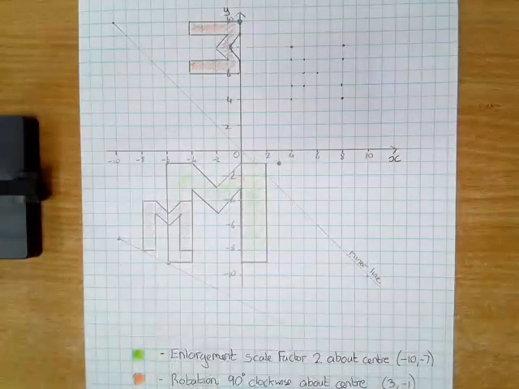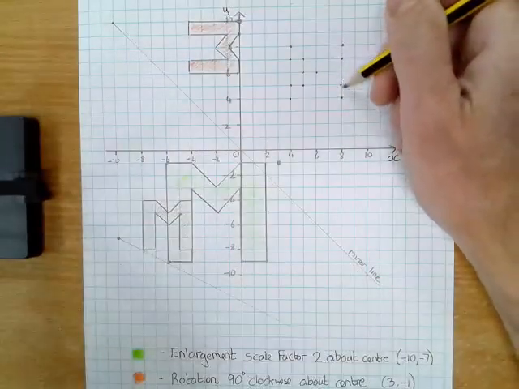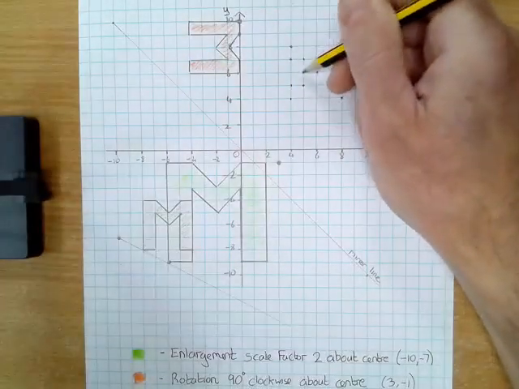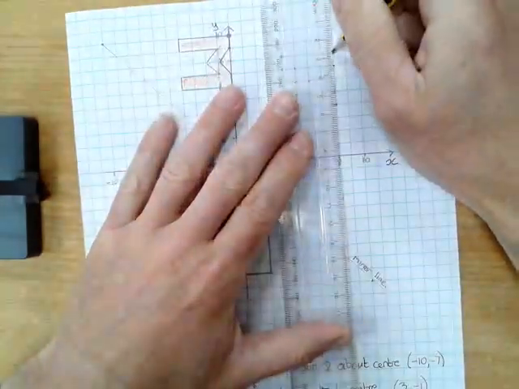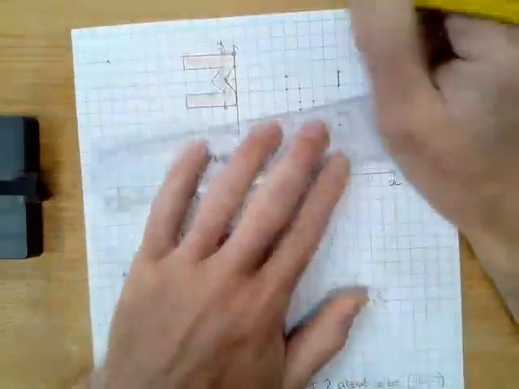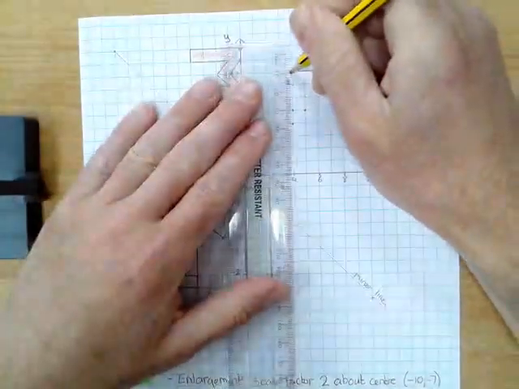And all I need to do now is join it all together. These are the bottoms of the M. These are the tops of the M, and this is the bit where it sort of dips down. So I'm going to start to join that up, and you should see the M magically reappear where it should go.